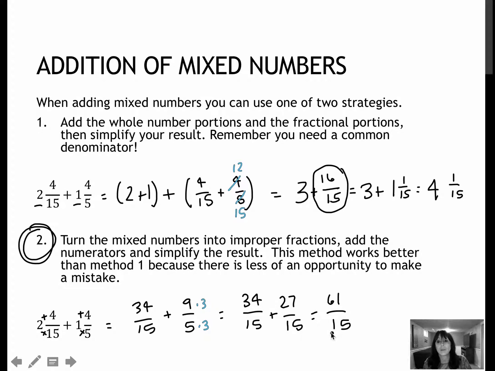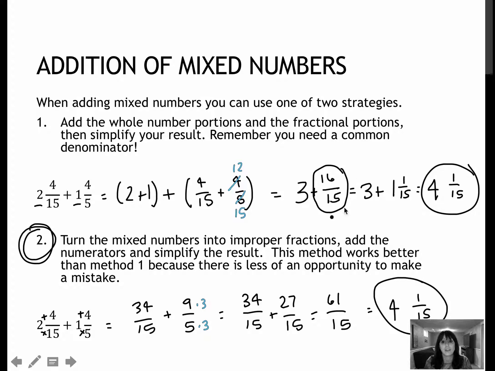And of course, when I reduce 61/15, 15 goes into 61 4 times with 1 left over. So notice 4 and 1/15, 4 and 1/15, same solution. It's really a matter of personal preference of what makes more sense to you. I choose the second way because I don't have to deal with this situation.